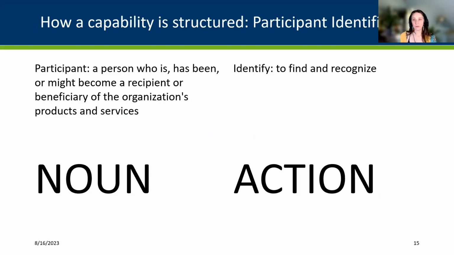So getting a little bit more into how these capabilities are structured. I called it atomic before. We've taken it down to the smallest complete thought, a noun and an action. So in this case, participant identification. A participant, the noun, is defined in the information map as a person who is, has been, or might become a recipient or beneficiary of the organization's products and services. The action, the ability to identify, to find and recognize, gives us the identification part of the capability. Put together, participant identification pulls the definition from the information map, and we wind up with the ability to find and recognize a participant.